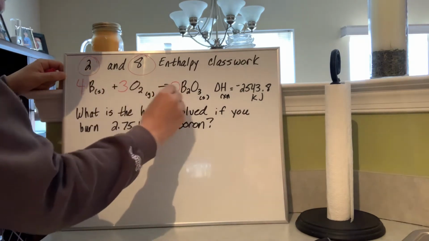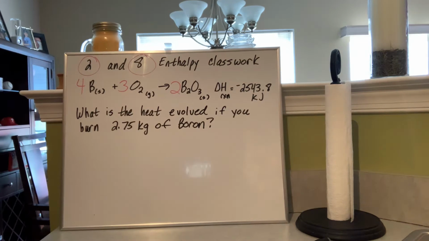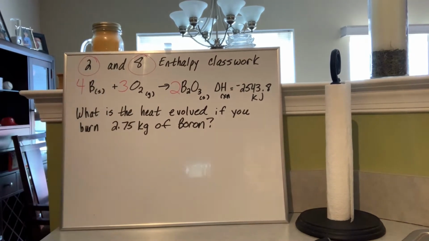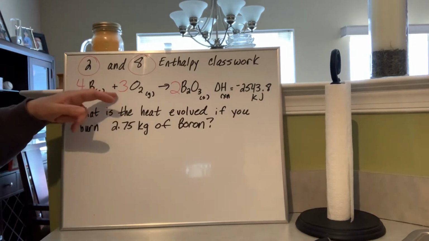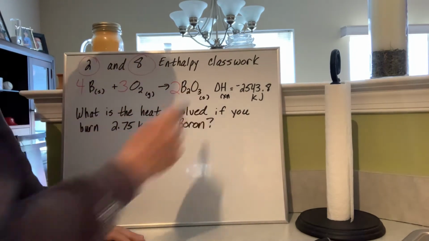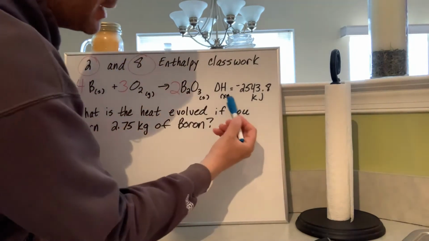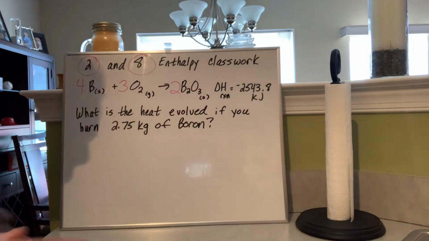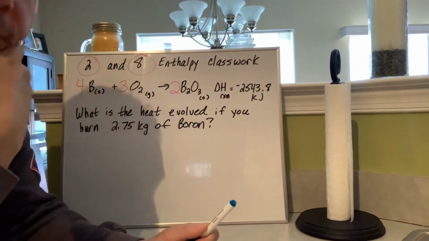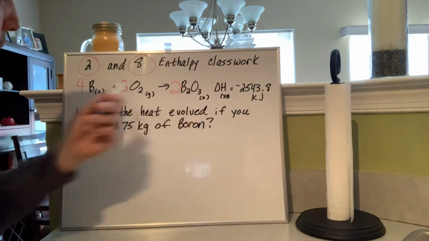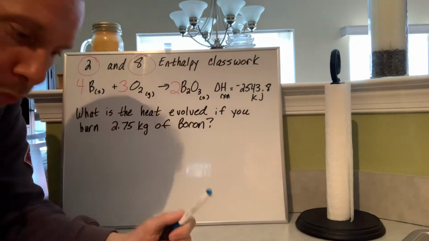3, 2. All right, so now the equation as written is 4 moles of boron combined with 3 moles of oxygen gas, diatomic, will produce 2 moles of B2O3, and when that happens, the enthalpy value is negative 2,543.8 kilojoules. All right, well, this really isn't that bad. This is the amount of heat energy when you combust 4 moles of boron.